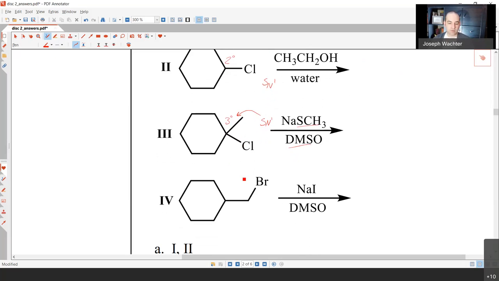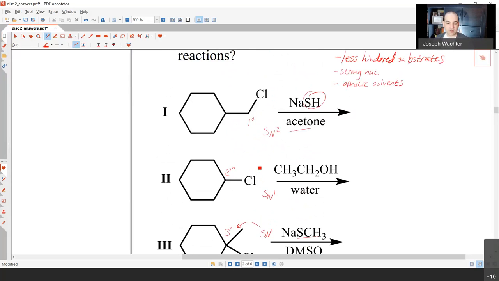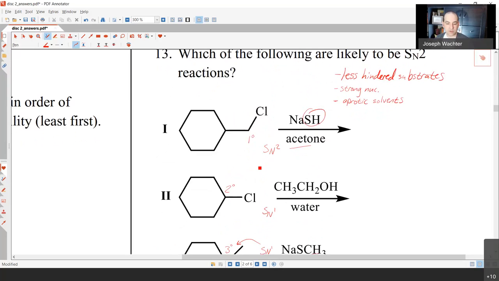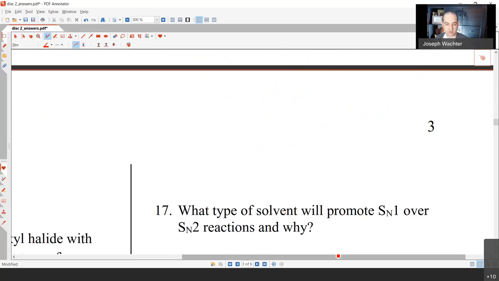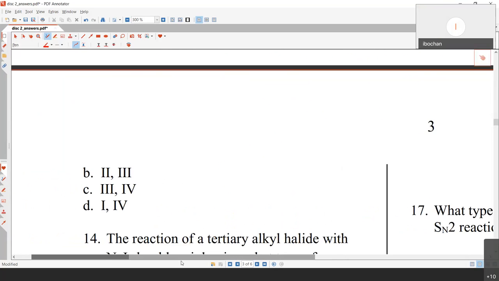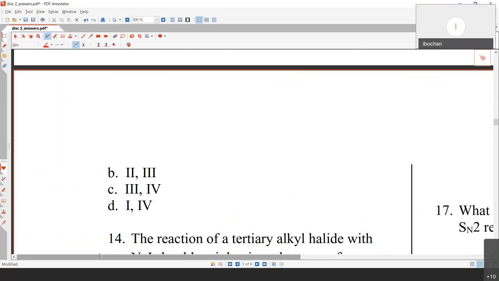Four, we have now another primary substrate, a strong nucleophile, and an aprotic solvent. So that's SN2. The ones here that are most likely to be SN2 are going to be 1 and 4. Which is that a choice over here? Sorry, we split pages here. Let me move my windows over here a second. So D is probably the best answer there.